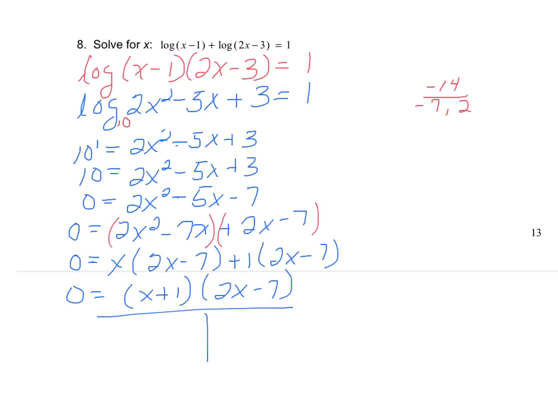I'm going to t-bar. I'm going to get x equals a negative 1 on the left, and on the right I'm going to get x equals, if I add the 7 and divide by 2, 7/2. If I actually put the negative 1 into the equation, I'm going to end up with a negative, and I can't have the log of a negative number, so I'm going to reject this.